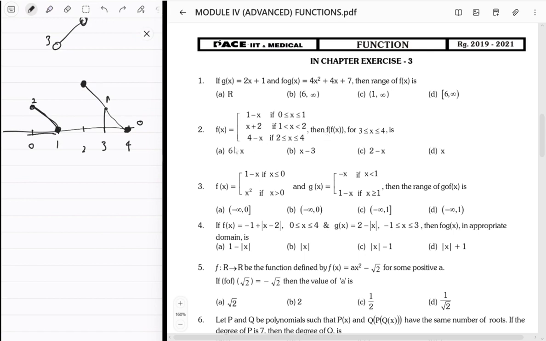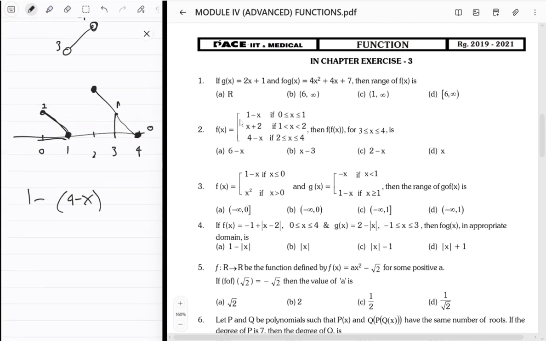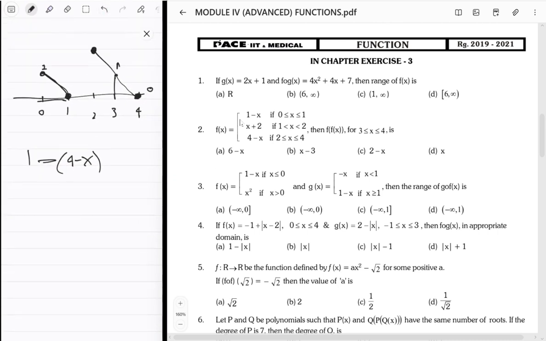So 3 to 4, it's this thing. It's 4 minus x. But this value actually falls into the first category, right? So 1 minus this guy, so 1 minus 4 plus x, which is x minus 3. So B is the answer. Next question.